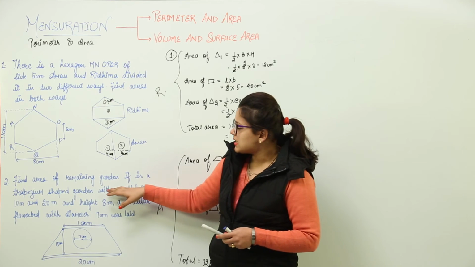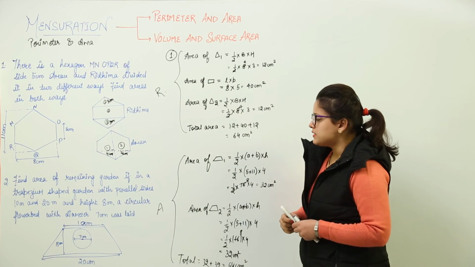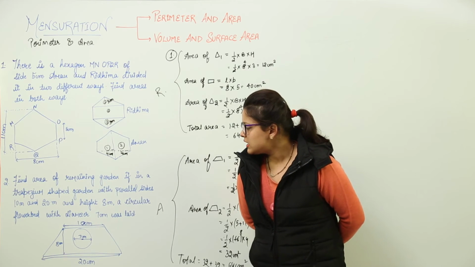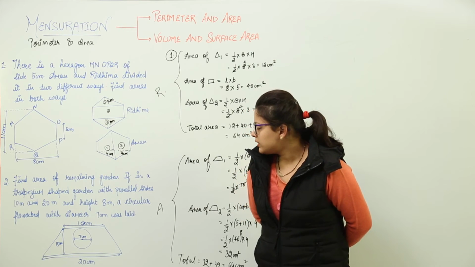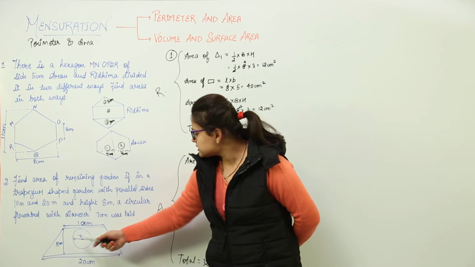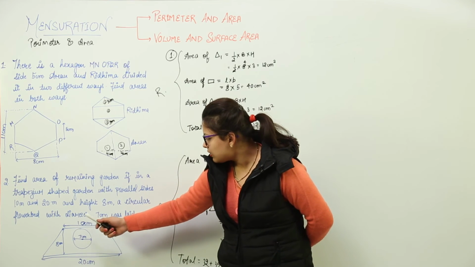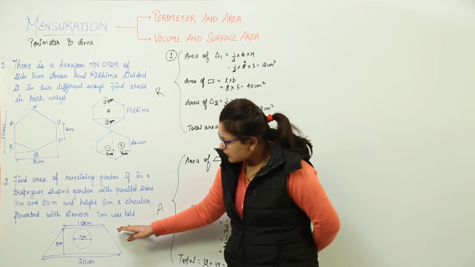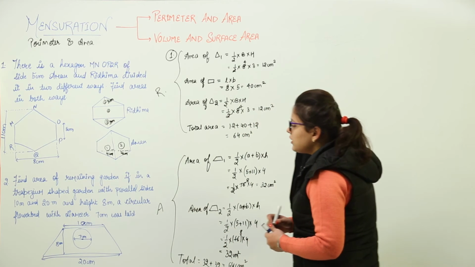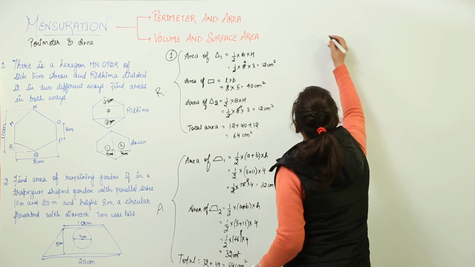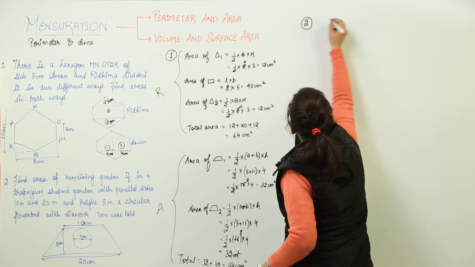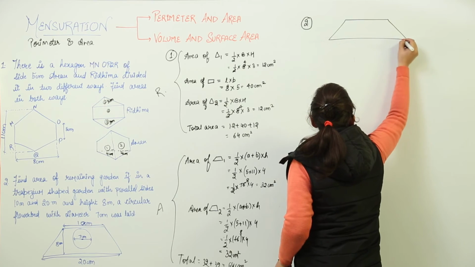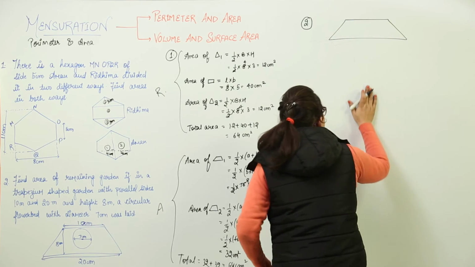Now the next question says, find the area of the remaining garden if in a trapezium shaped garden with parallel sides 10 meters and 20 meters, and the height is also 8 meters, a circular flower bed with diameter 7 meters is being laid. Now let us solve this question. Over here we can see that the shape of the garden that we have is a trapezium.